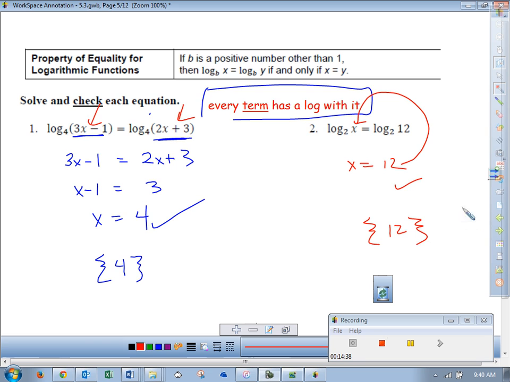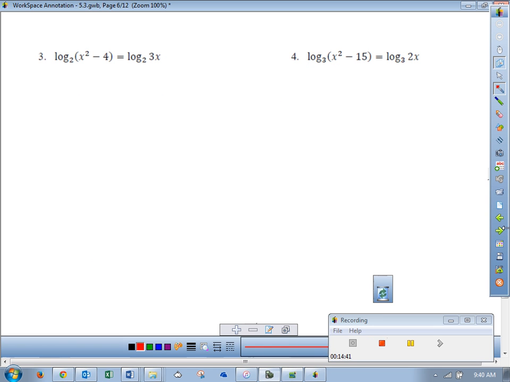Cool? Does every term have a log with it in this one? So remember, since the entire argument is in parentheses, that's just part, this is one whole term right here. You with me on that? Does every term have a log with it? Yes. So the arguments must be equal to each other.